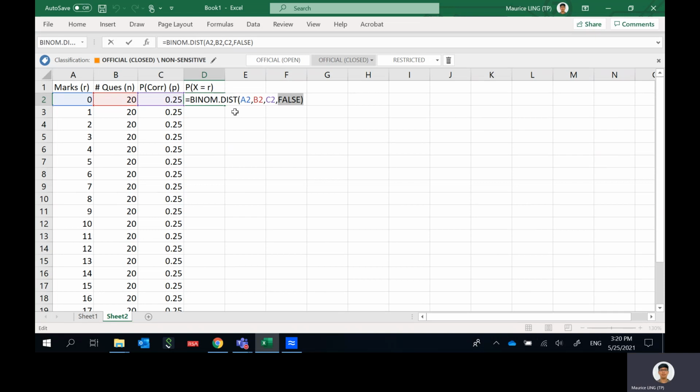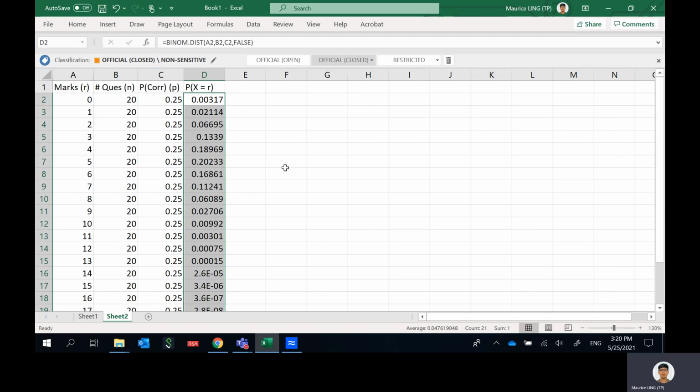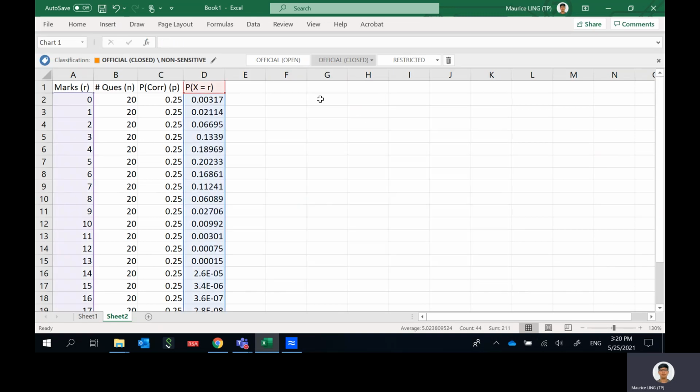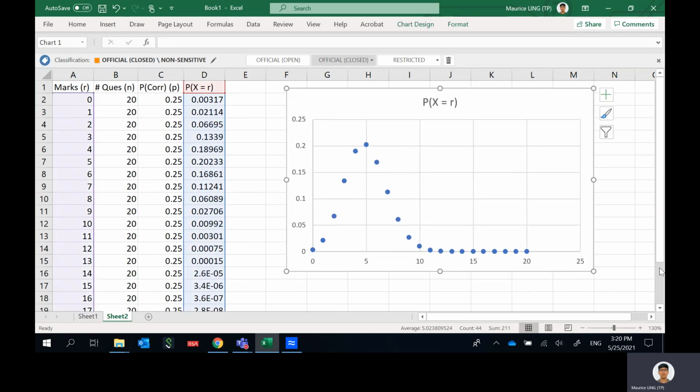Then I can do the same. Just drag it down and calculate what is all the probability of getting the relative marks. Okay, so far. Then you can even plot. You can plot column A, the marks, versus column D, the probability. You insert a scatter plot. Then this is the probability of marks that you're going to get.